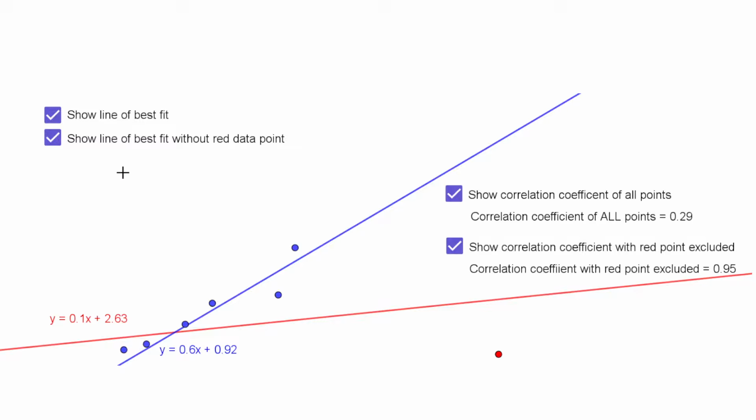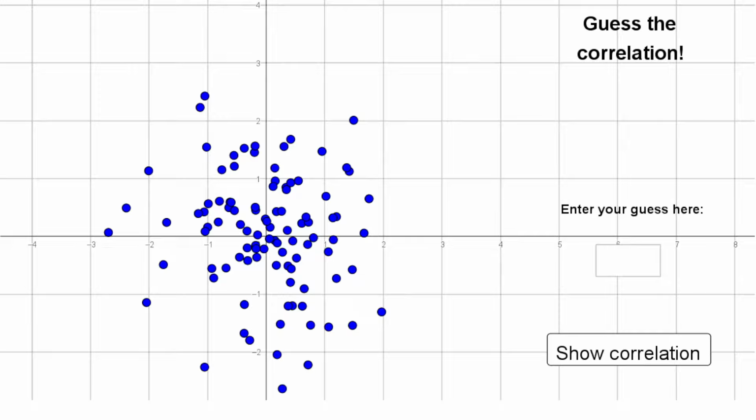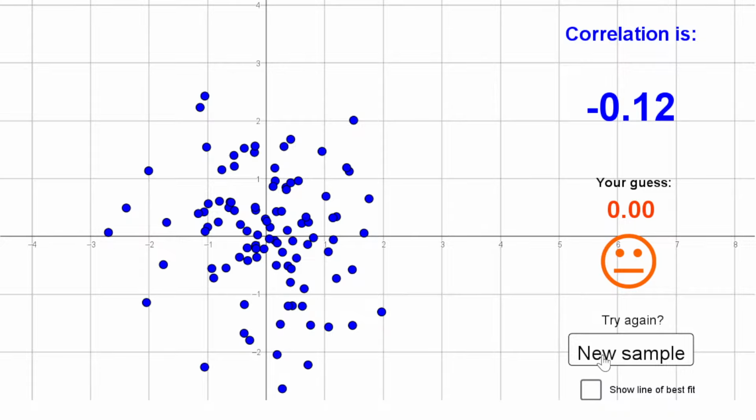Okay, the next thing we want to look at is just the whole idea of correlation coefficients. Okay, so what we've got over here is a whole lot of dots, and we've got a little app running here whereby we are able to take a guess at the correlation. Now, I would suggest that this is a very low correlation. I'm going to take a guess here of 0, and I'm going to ask the software to show the correlation. Okay, it's actually negative 0.12. I think that's quite tough to actually see maybe.